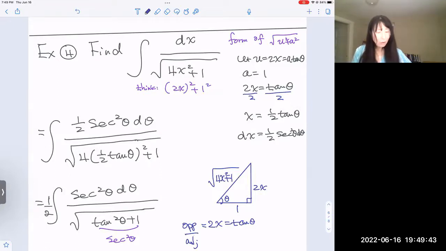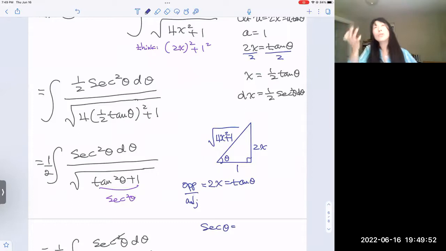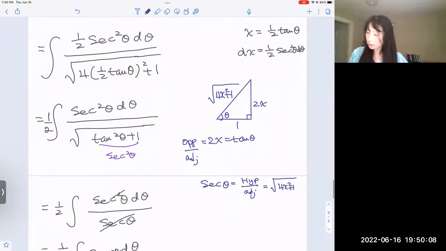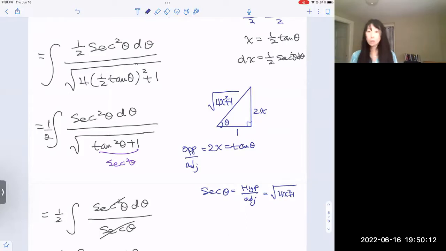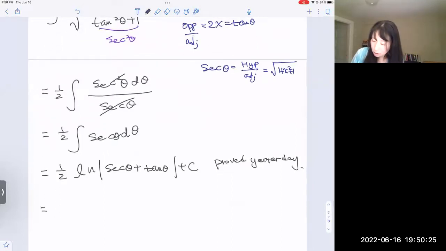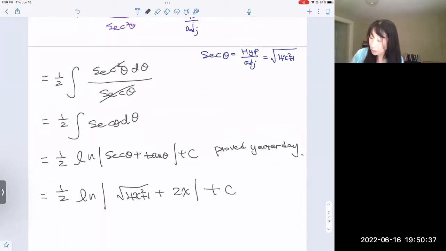Okay. Now, what we have to do, secant theta. So secant theta, which is 1 over cosine, is hypotenuse over adjacent. Adjacent is the 1. Now we need tan theta, which is 2x. Then secant theta will be the square root of 4x squared plus 1, inside the square root, yeah? So we have 1/2 ln of secant theta, which is square root of 4x squared plus 1, plus tan theta, which is 2x, plus C. Okay. All right. That is number four.